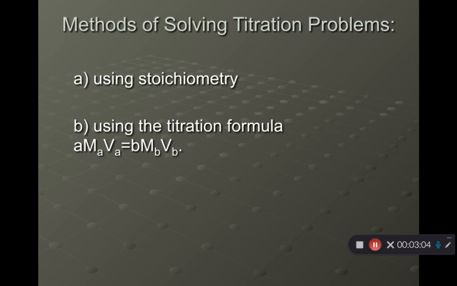Again, you usually know the molarity of the base, and the volume of the base you get from your titration. You read the buret, and you take final minus initial to get the volume of your base. You usually know the volume of the acid because you pipette it carefully, and you're solving for the molarity of your acid.